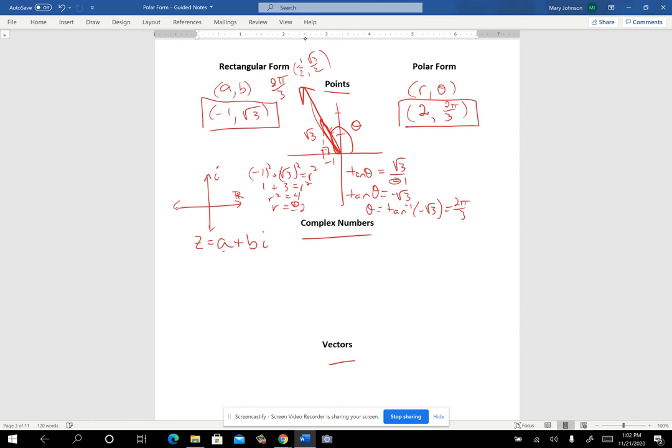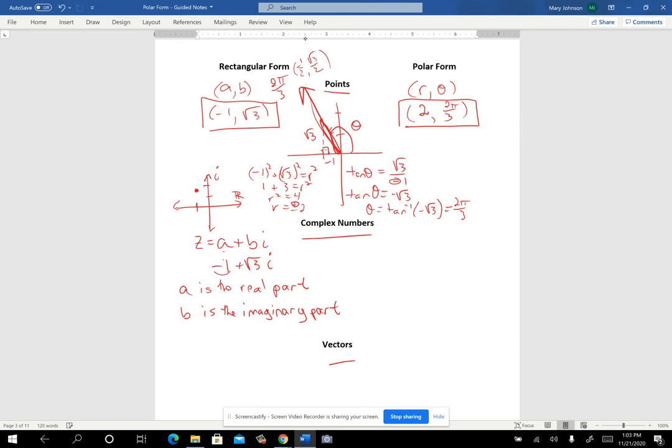And then when I take something like -1 plus square root of 3i, the a is the real part. The b is the imaginary part. And I can think of that complex number, -1 plus square root of 3i, I can think about it as the ordered pair -1 square root of 3 and plot it like I would a point.